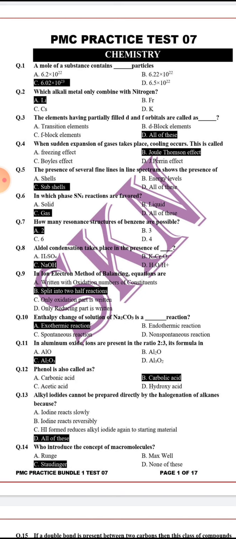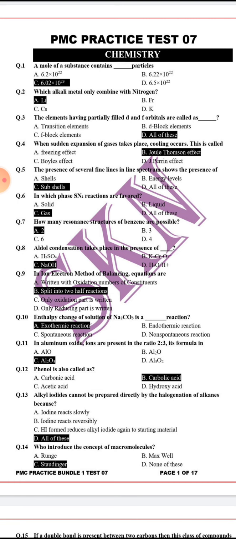Question number 5: the presence of several fine lines in a line spectrum shows the presence of. Chapter number 5 से तो understood है: shells, beta, and energy levels, Charlie subshells, and delta, all of these. So subshell is the correct option.